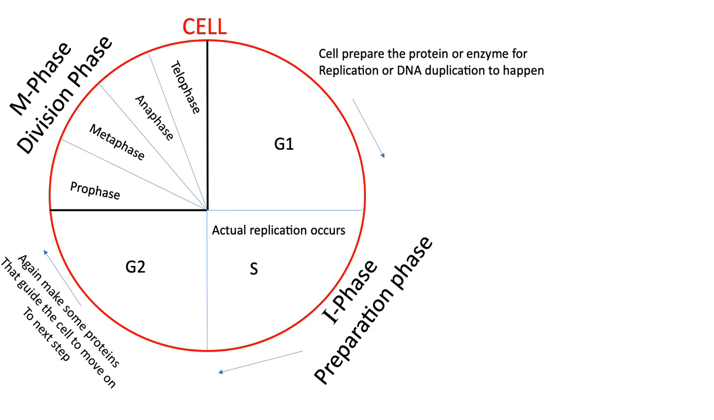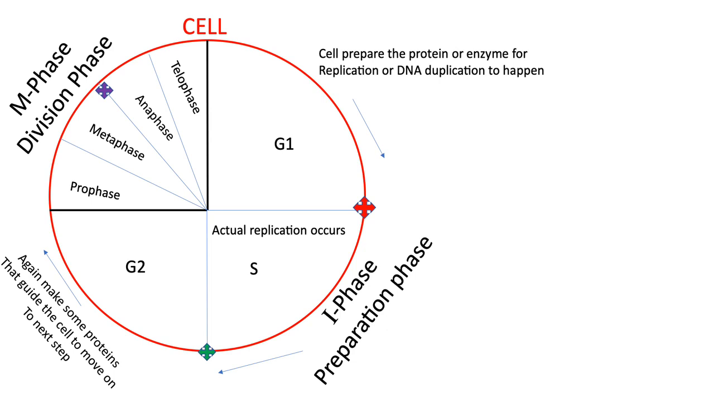And in the whole process, there are certain checkpoints which guide the cell throughout the cell cycle. And now we will look forward towards those checkpoints. The first checkpoint is between G1 and S phase. The second checkpoint is between S and G2 phase, and the final checkpoint is in the M phase.